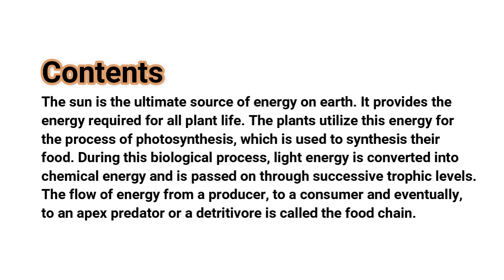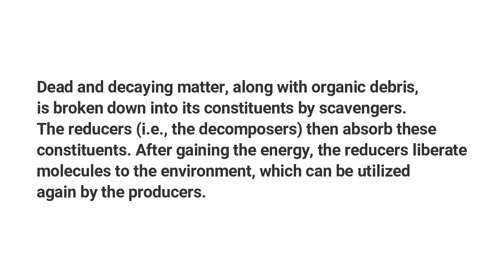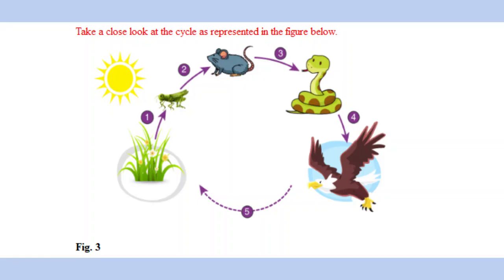called the food chain. Dead and decaying matter, along with organic debris, is broken down into its constituents by scavengers. The reducer, that is the decomposer, then absorbs these constituents. After gaining the energy, the reducer liberates molecules into the environment, which can be utilized again by the producer. Take a close look at the cycle as represented in the diagram below.